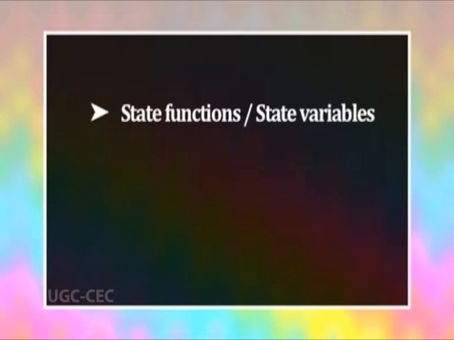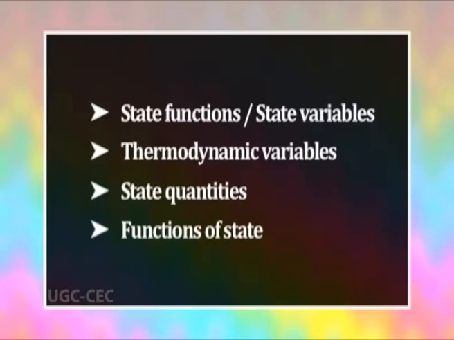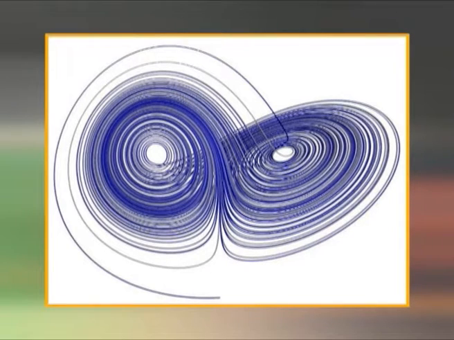Besides the thermodynamic variables that originally identify a thermodynamic state of a system, the system is characterized by further quantities called state functions, which are also called state variables, thermodynamic variables, state quantities, or functions of state. In other words, a state variable is one of the set of variables that are used to describe the mathematical state of a dynamical system.